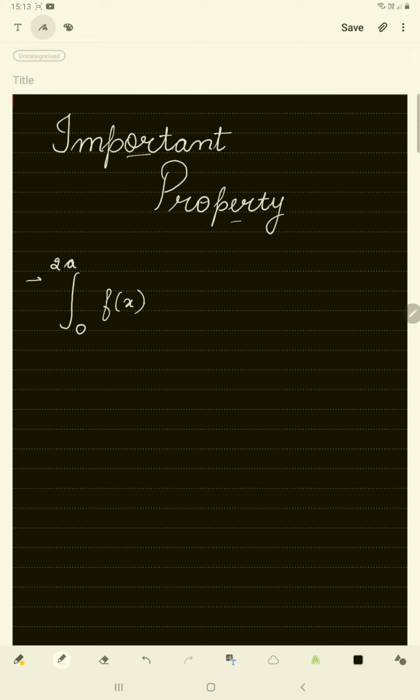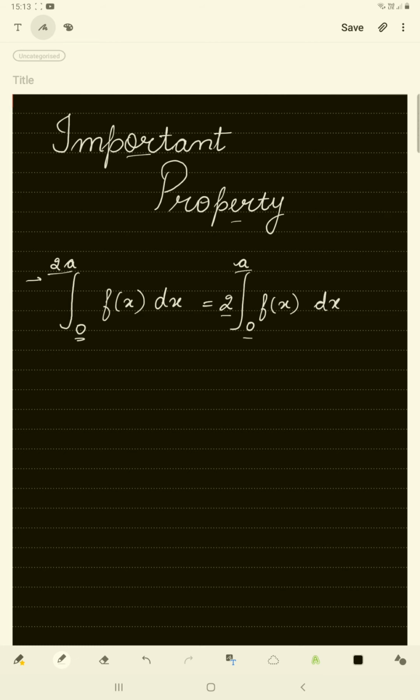So this property is also used to change the limit, like the property we did in the previous video, that is the 15th video. In that also we changed the limits, and in this property we have also changed the limits. In the initial we had 0 to 2a as our limits, but in the final we had 0 to a, with a 2 outside.